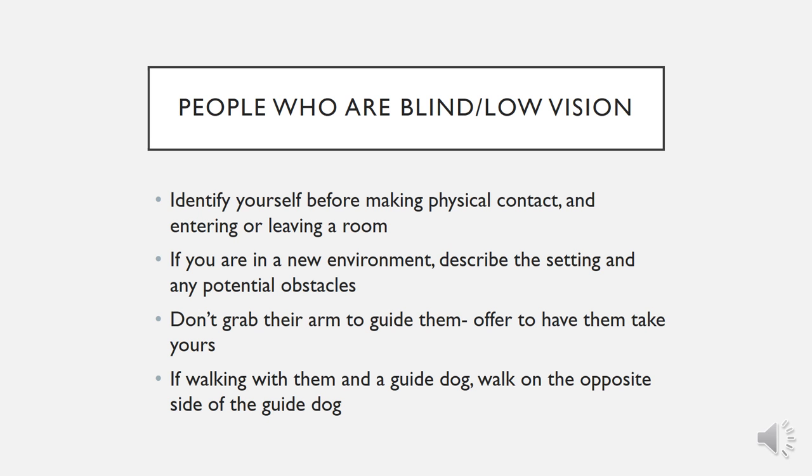Identify yourself before making physical contact and entering or leaving a room. If you are in a new environment, describe the setting and any potential obstacles. Be more specific in descriptions. Describe the door as 3 feet to your left, not over there. Don't grab their arm to guide them. Offer to have them take yours. If walking with them and a guide dog, walk on the opposite side of the guide dog.